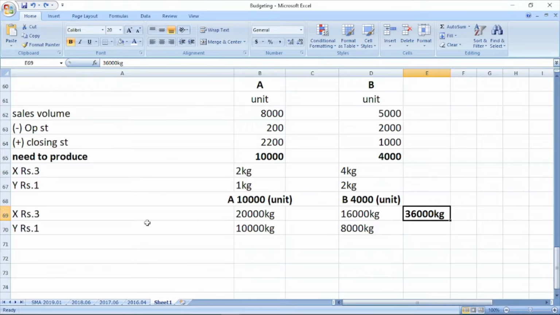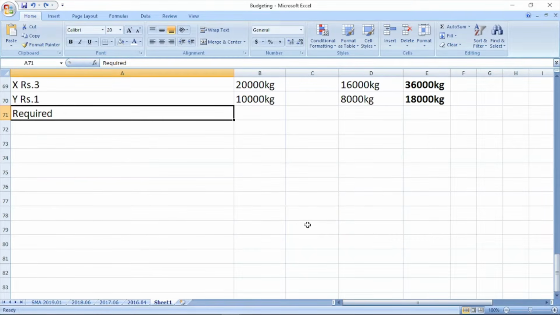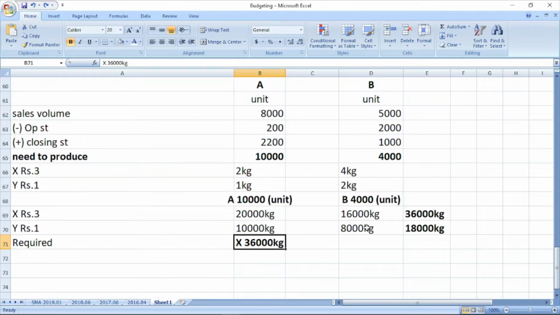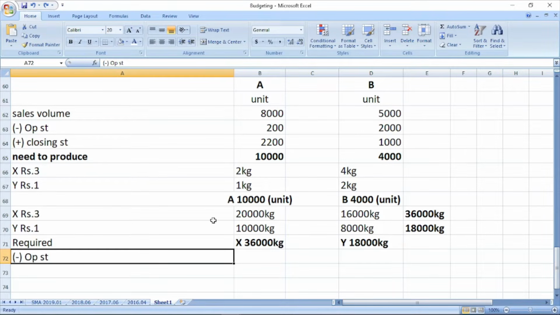So total X material we need is 20,000 kilograms plus 16,000, it is 36,000 kilograms to produce A and B. And we need Y material 10,000 kilograms plus 8,000, it is 18,000 kilograms to produce A and B. So next you see how much material we require. X we need 36,000 kilograms and Y we need 18,000 kilograms, and already we have opening stock.